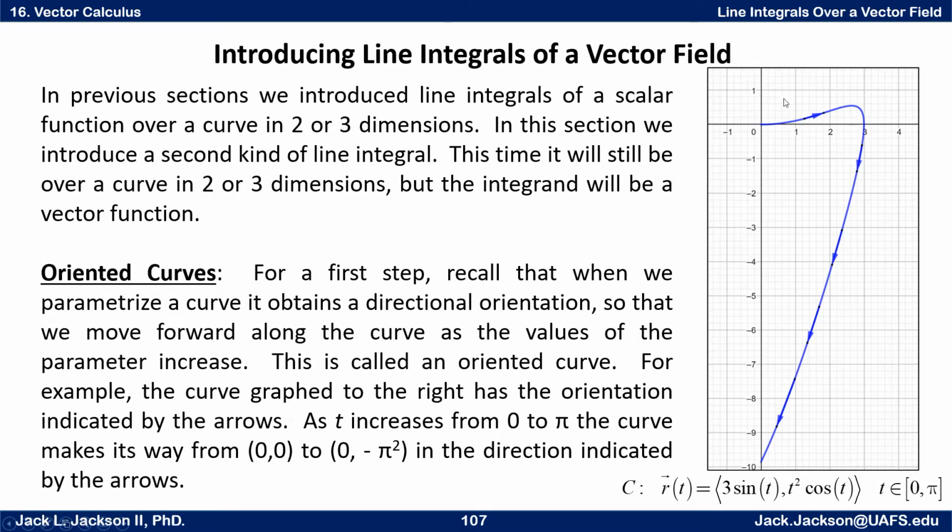Our vectors, remember, are vectors going from the origin to a point x, y on the graph of that curve, and the x's are given by 3 sine of t and y is given by t squared cosine of t for this specific example. So basically remember that the paths we have of curves, parameterized curves, have a direction to them. The opposite of this curve would just be reversing the arrows. It would start down here and end back up here at the top.